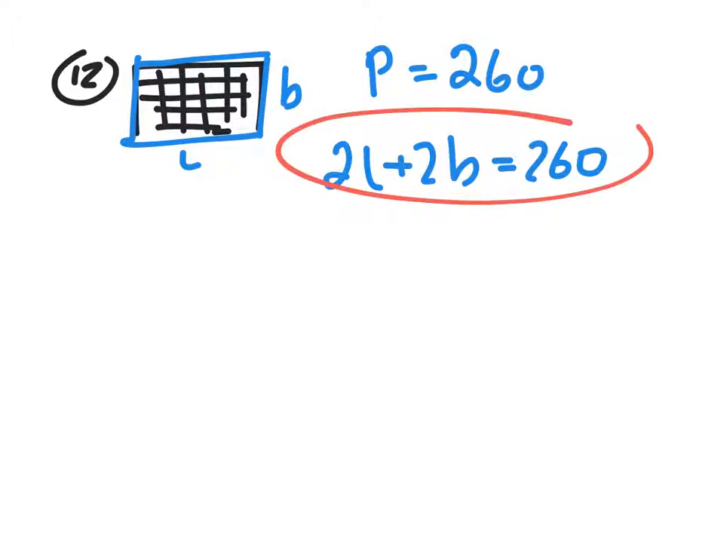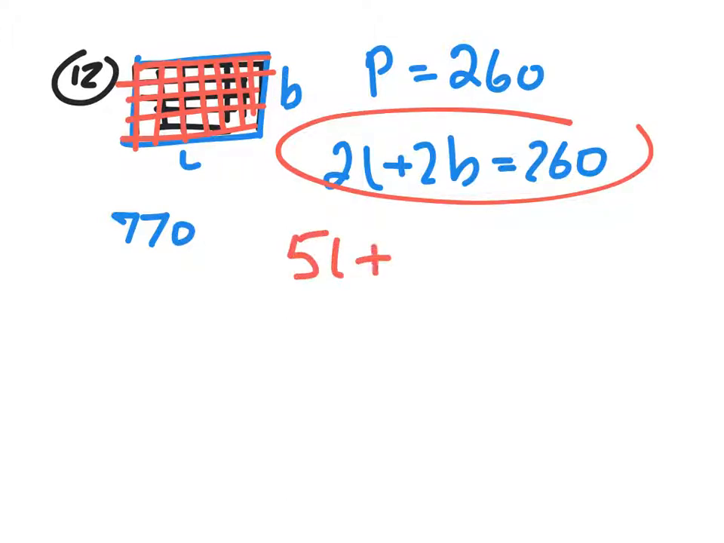Now, we need to try and remember that as an equation. What else does the question tell us? It tells us that the amount of wire used is 770. Looking at the picture, or the question, it says there are 5 horizontal lines and 8 vertical lines. So that means 5 lengths plus 8 breadths is equal to the total amount of wire used.